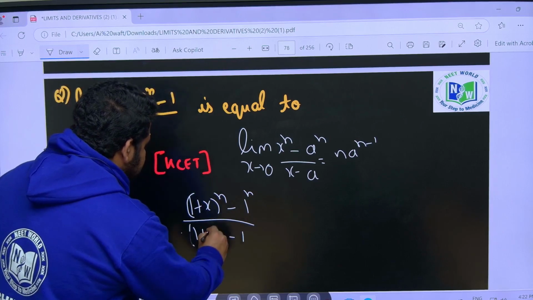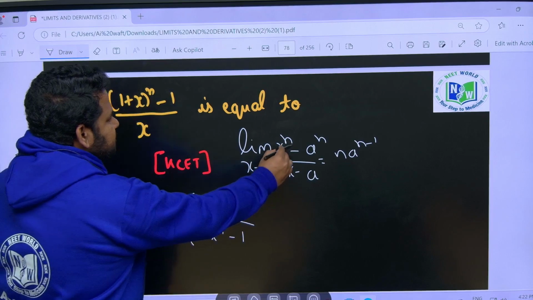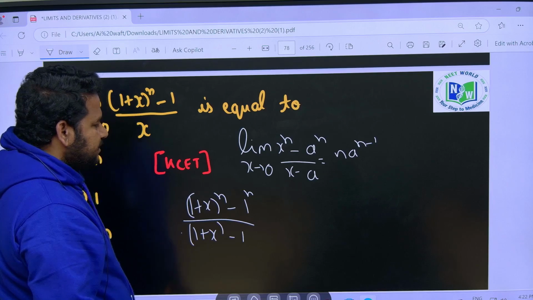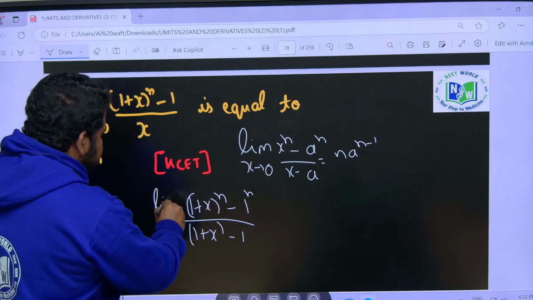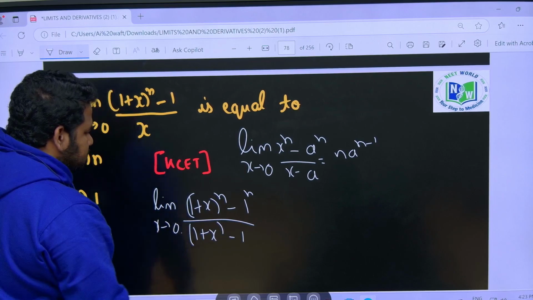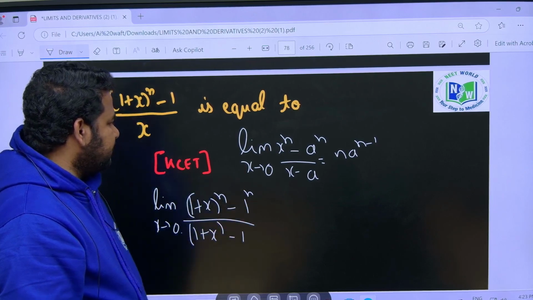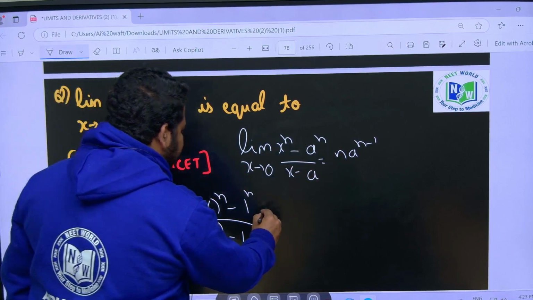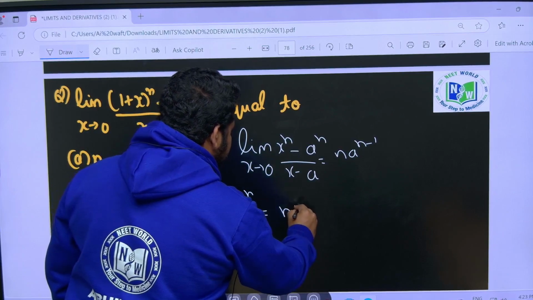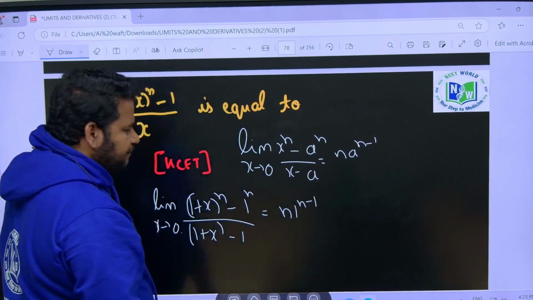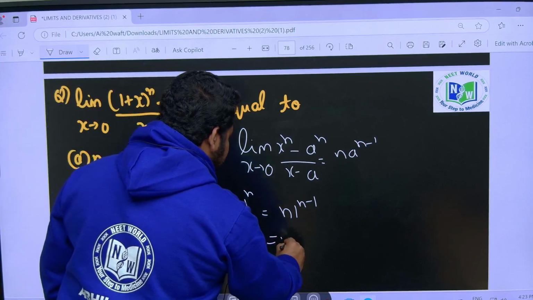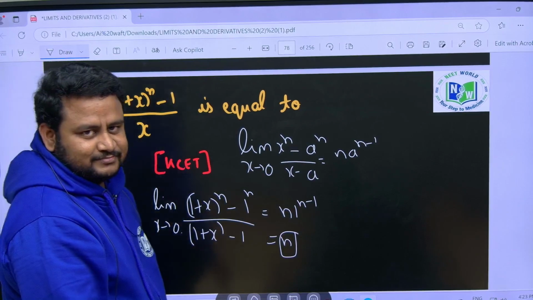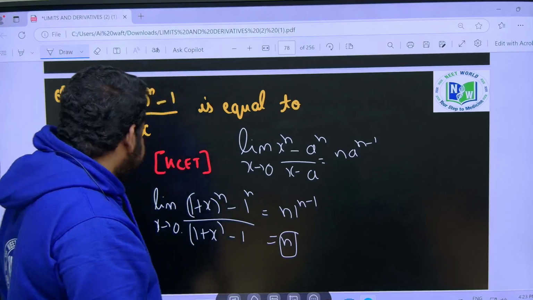1 plus x, this one. So this is of the form x to the power of n minus a to the power of n divided by x minus a, limit as x tends to a. So this is equal to what, friends? 1 to the power of n is there. So n times a to the power of n minus 1. Here a is 1, so 1 to the power of n minus 1, and 1 to the power of anything is 1 itself. So this value will be equal to n. Okay, got it? That is option A, friends. Simple. Okay. Next one.